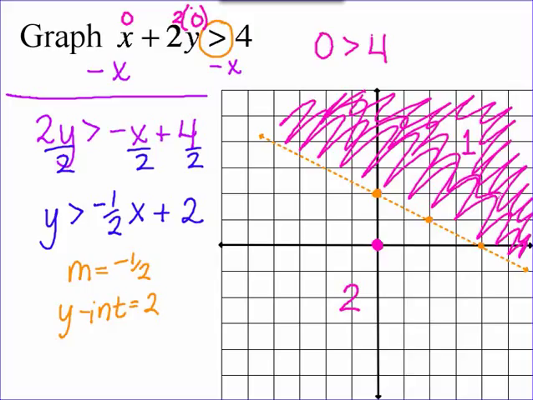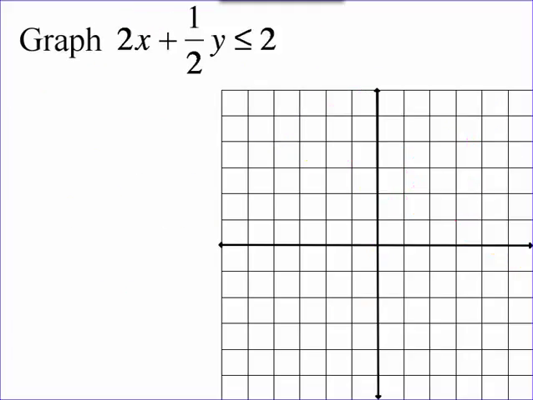Eventually what's going to happen is we're going to have multiple inequalities, not this chapter, but we're going to throw another one in there and we'll get a shade both ways too. And we'll find out which one works for both. So let's look at this one, graph 2x plus 1/2 y is less than or equal to 2.